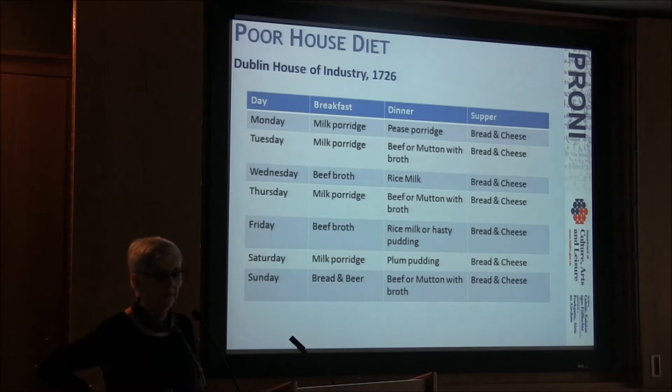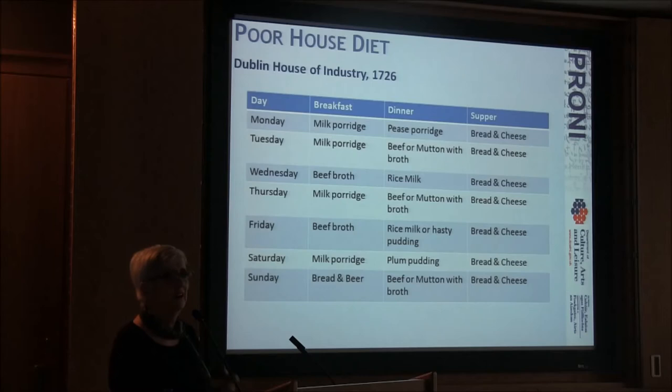And you would find that each day there was not a very dairy diet, but at least it differed from day to day. Breakfast, you got either milk porridge, beef broth, or bread and beer. For dinner, you got peas, porridge, beef or mutton broth, rice milk or hasty pudding, plum pudding, beef or mutton with broth. And for supper, you had bread and cheese. Might be a wee bit boring, but it was substantial, nourishing.